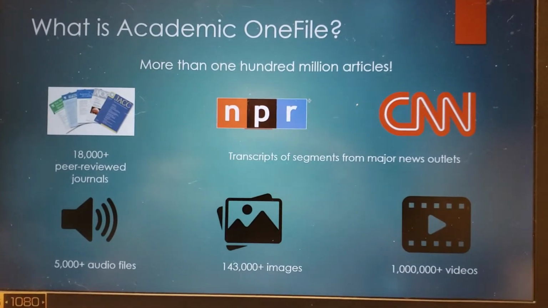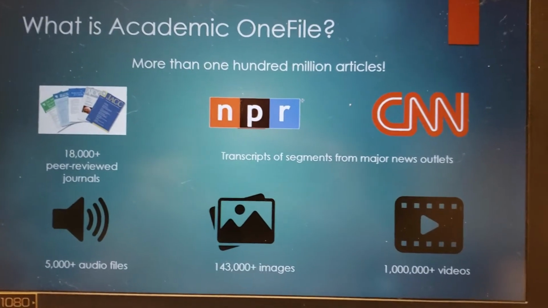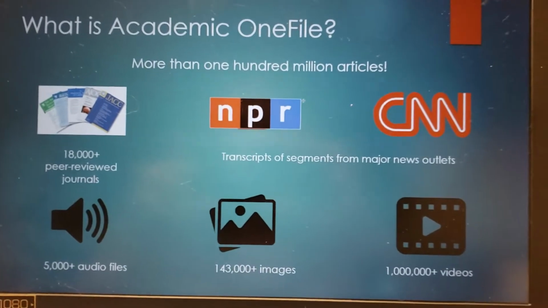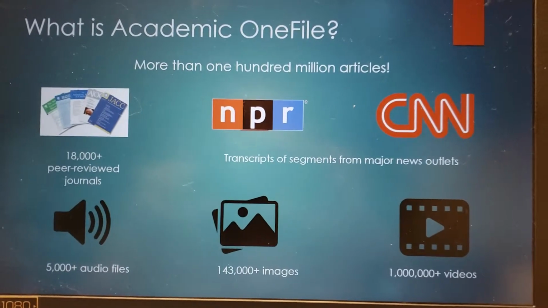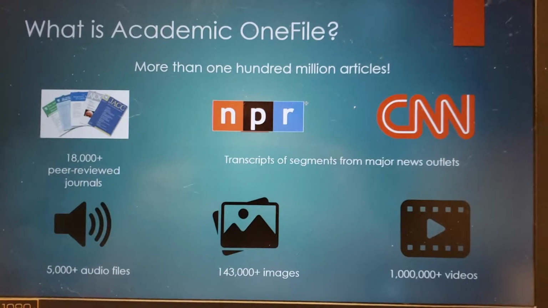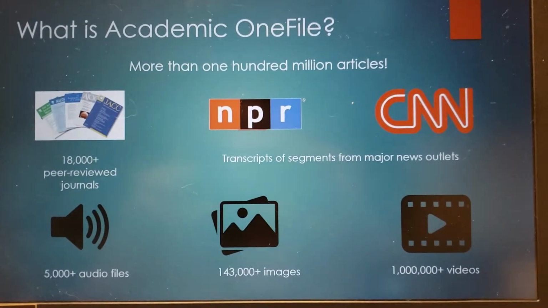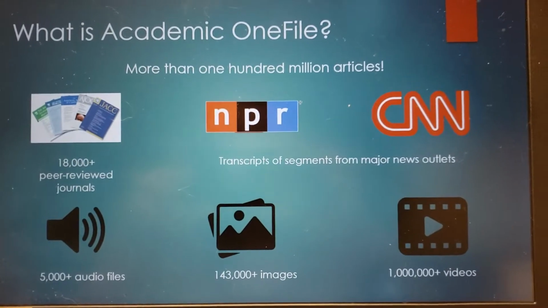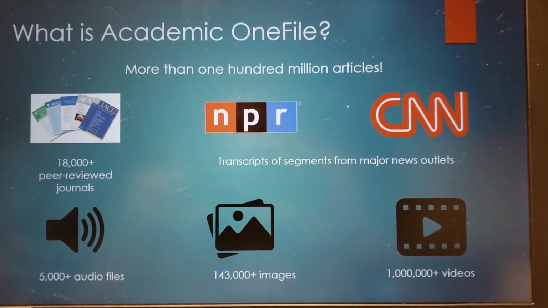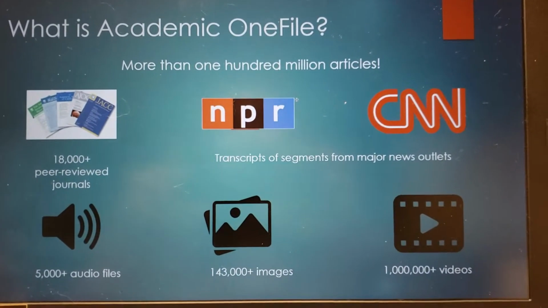So Academic OneFile gives us access to more than 100 million articles. These articles come from more than 18,000 peer-reviewed journals, as well as transcripts of segments from major news outlets like NPR and CNN. There are more than 5,000 audio files, more than 143,000 images, and more than 1 million videos.